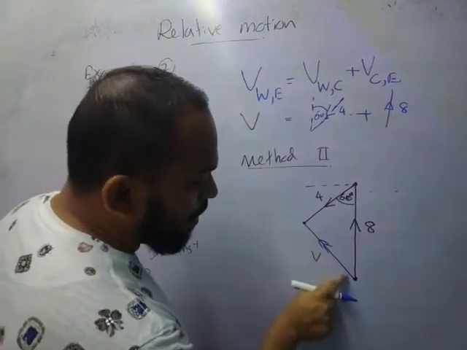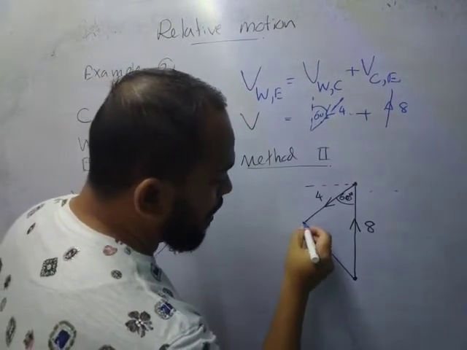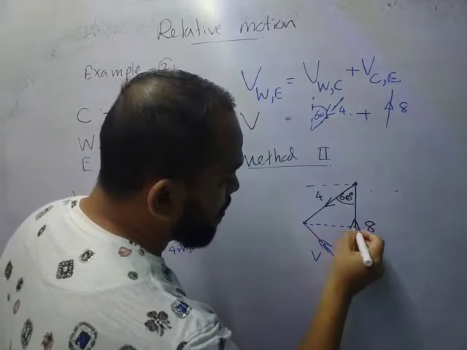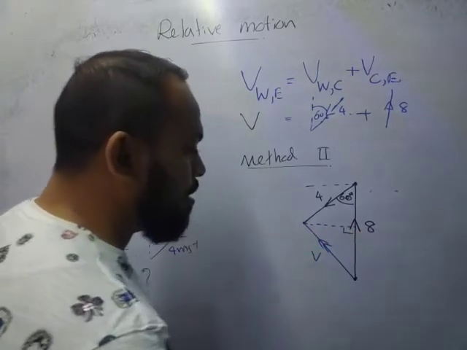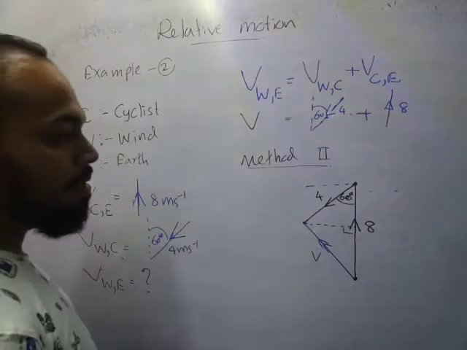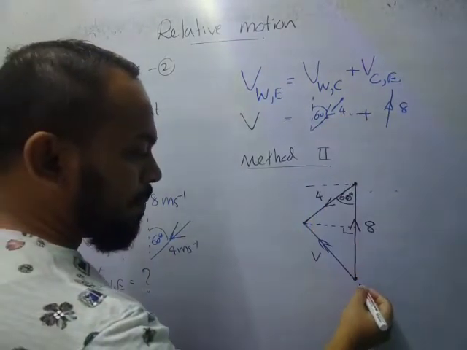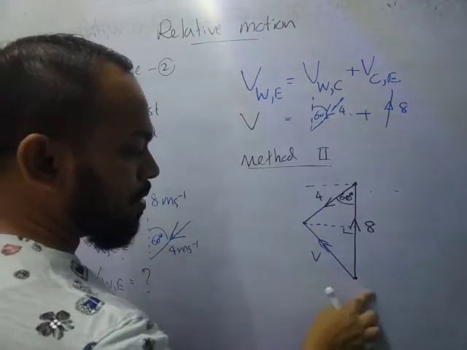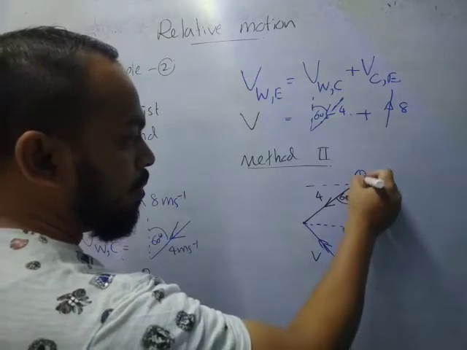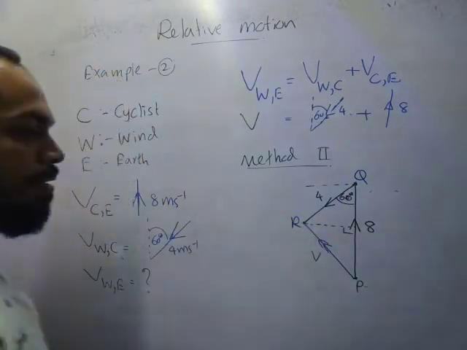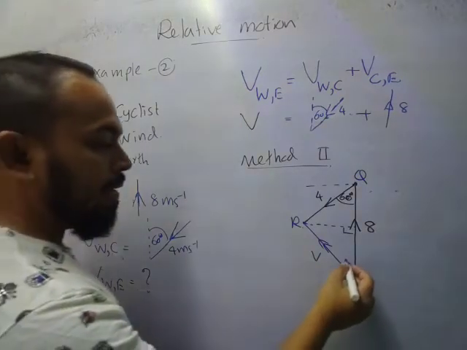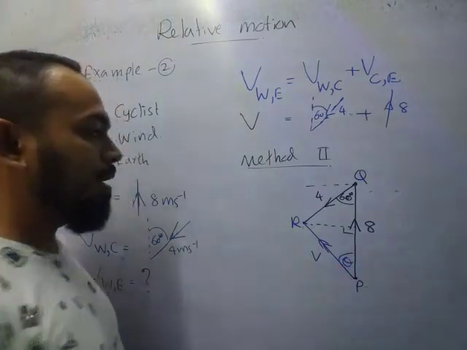Now here, let's make this the hypotenuse. What I'm going to do is draw a dashed line like this. So now it became a right angle triangle. Let's name these points P, Q, and R. Right. So now we can see that here we have an angle theta. We need to find this angle theta.